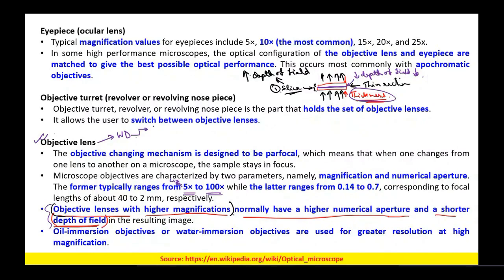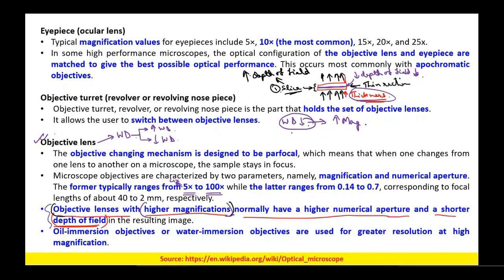One type of objective would have a high working distance, and the other kind of objective lens would have a lower working distance. Now, when we talk about objective lenses with higher magnification, we are basically comparing objective lenses of high magnification and low magnification. Suppose you have the same category of objective lens. When we increase the magnification level, the working distance reduces. So it reduces when your magnification is increasing.